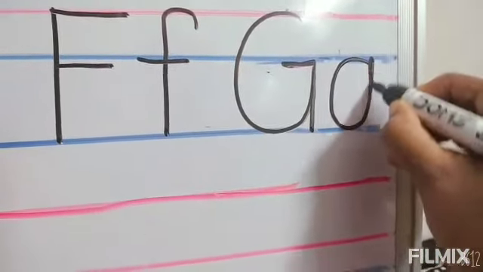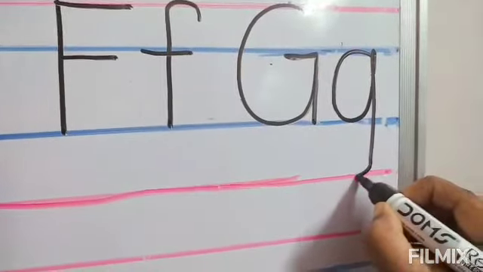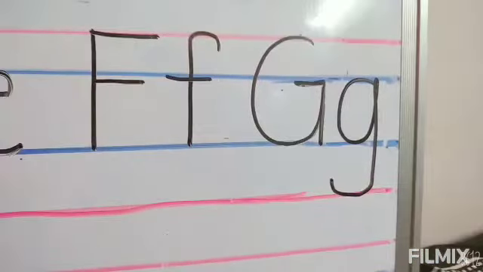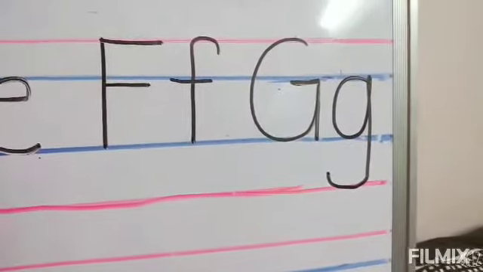Now we'll write a small g: open curve, go up. You all know how to write the 9, right? In the same way, and a little bit turn up. That's a baby G. Okay, now after G what comes?